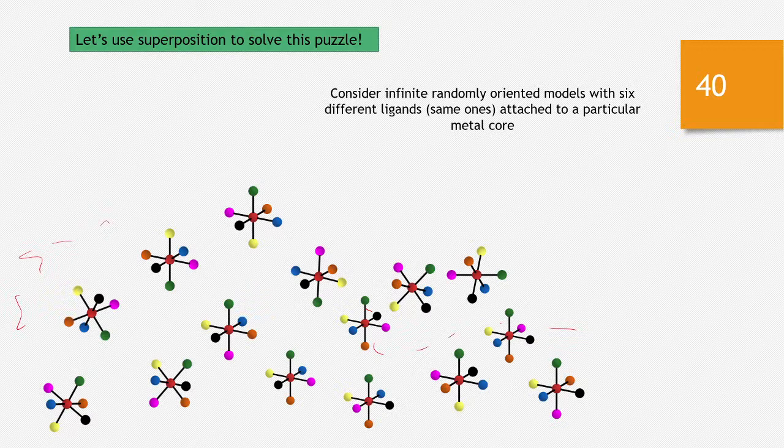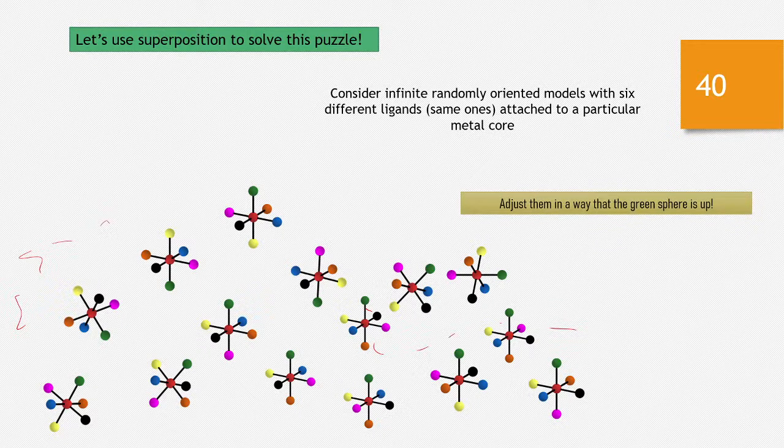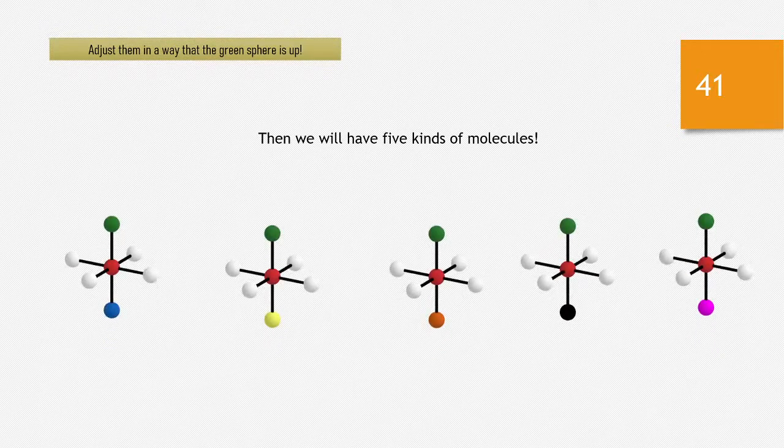And now I will command them, suppose we have control over them, to adjust them in a way such that the green sphere is up. And when the green sphere is up, then we will have 5 kinds of molecules, not 5 molecules, but 5 kinds of molecules. So in the first kind, the green will be opposite to the blue, in the second kind, it will be opposite to yellow, in the third it will be opposite to orange, in the fourth it will be opposite to black, and in the fifth it will be opposite to pink.